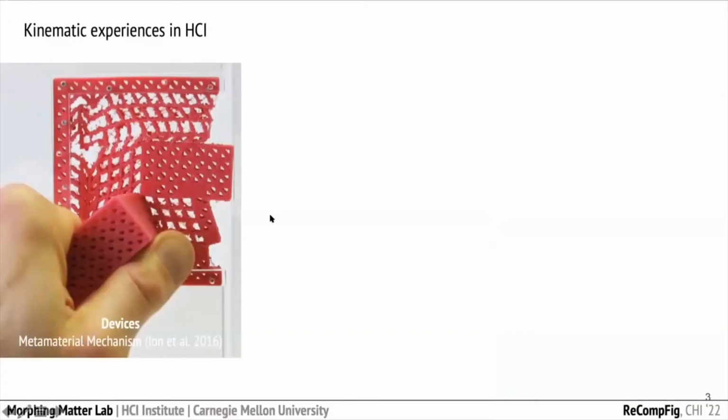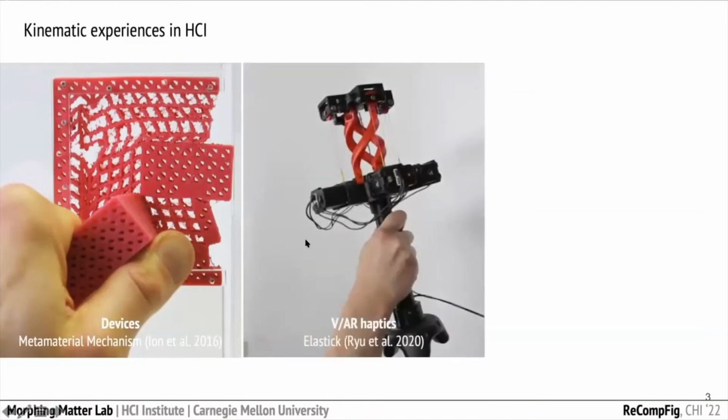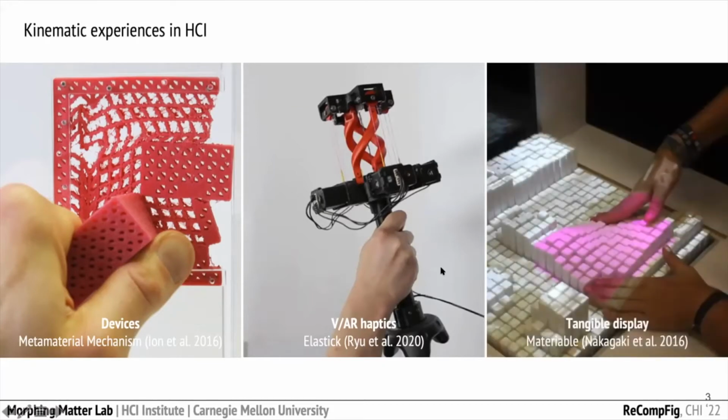And in HCI, we are interested in making, as we've seen earlier, functional devices that achieve certain motions. We're also interested, for example in virtual or augmented reality, in designing props that recreate the sensations of holding different objects. And finally, we're interested in using kinematics to design morphable or tangible displays or interfaces that provide on-demand hand feels of interacting with different objects.